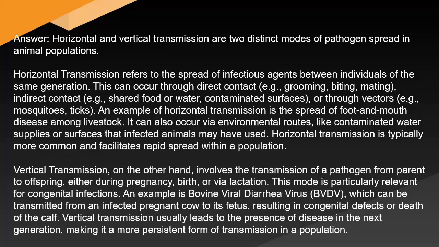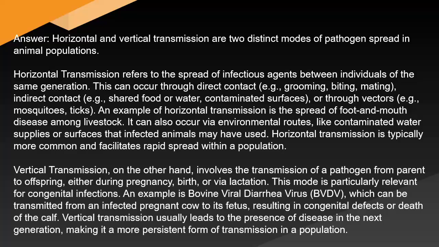This can occur through direct contact, e.g. grooming, biting, mating, indirect contact, e.g. shared food or water, contaminated surfaces, or through vectors, e.g. mosquitoes, ticks. An example of horizontal transmission is the spread of foot and mouth disease among livestock. It can also occur via environmental routes like contaminated water supplies or surfaces that infected animals may have used.